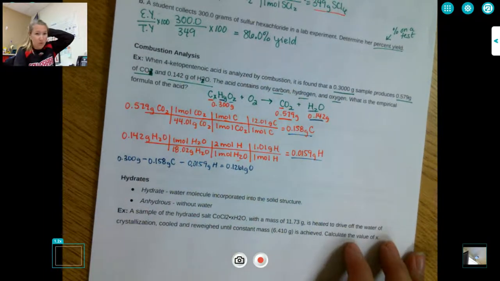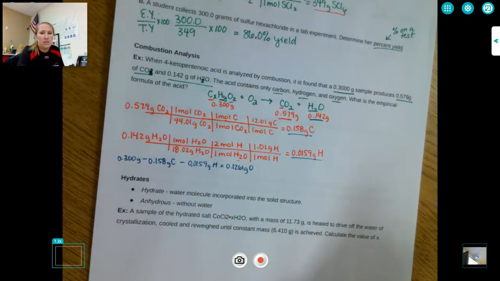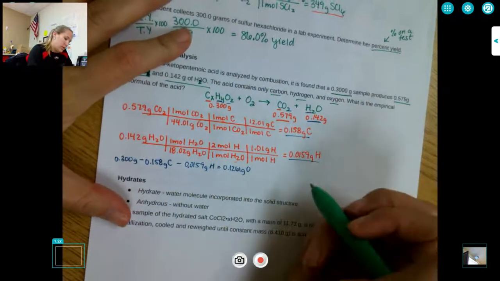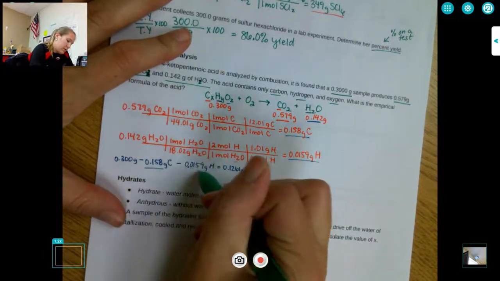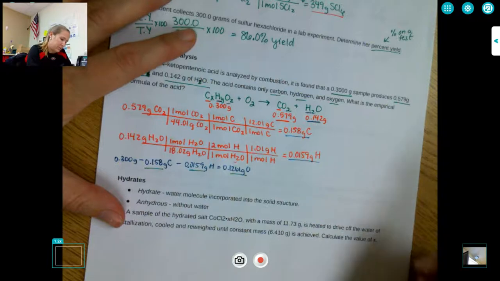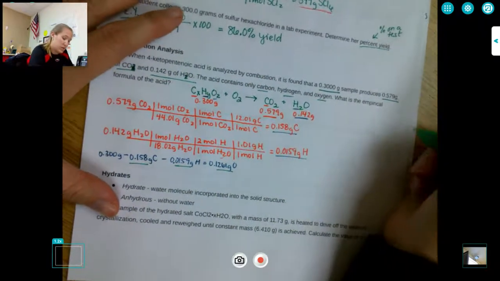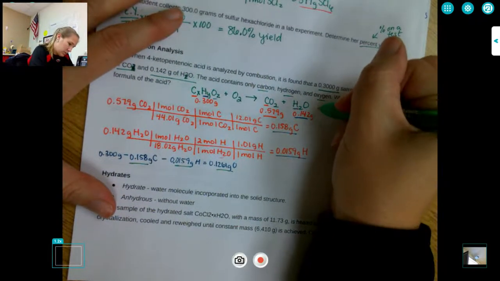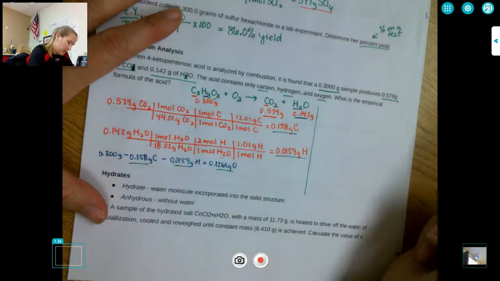Okay, so that was the first part. Now I need to do the empirical formula of my 4-keto-pentanoic acid. Remember, for empirical formulas, I take my grams of each to moles, divide by small, multiply till whole. I'll squeeze that in over here. Should have given you guys way more room. I'm so sorry.